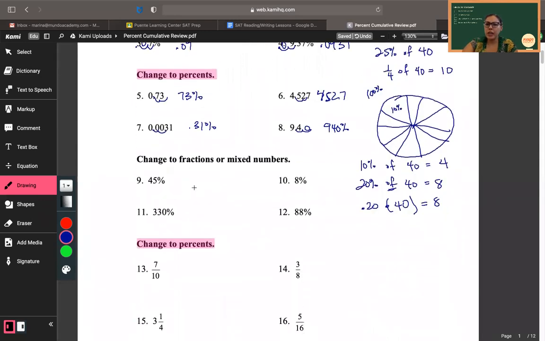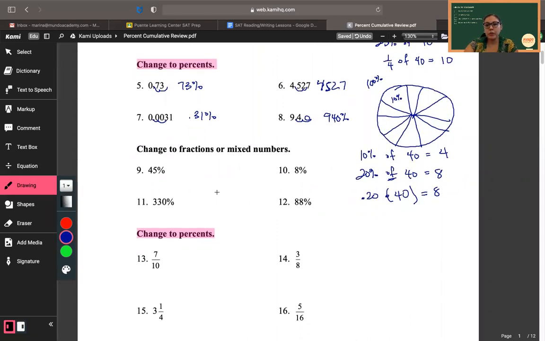I'm not going to go over how to convert percents to fractions, just because that's not necessarily something that you would do on the SAT. But what you do is you just put it over 100, and then you reduce the fraction.